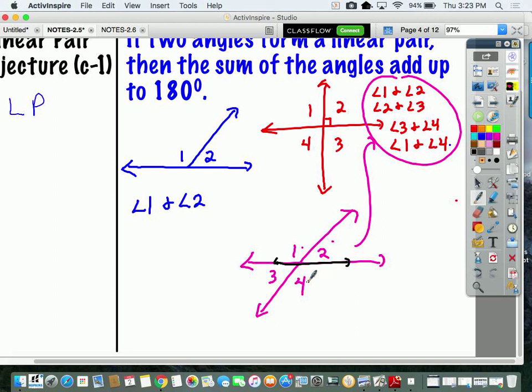And because they're a linear pair, they add up to 180 degrees. So going back to this first one, angle 1 and 2 equal 180 degrees. So if I took the measure of angle 1 plus the measure of angle 2, I'm going to get 180 degrees. So if this was 120, then the other one would be 60 because they add up to 180 degrees. We'll do some examples in just a little bit, but these are just the conjectures that we start off with.